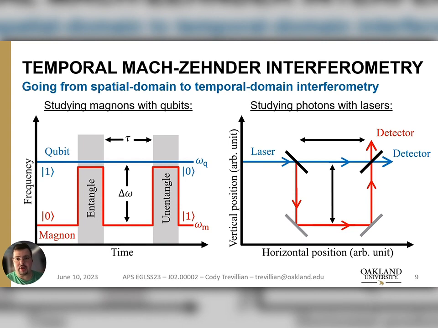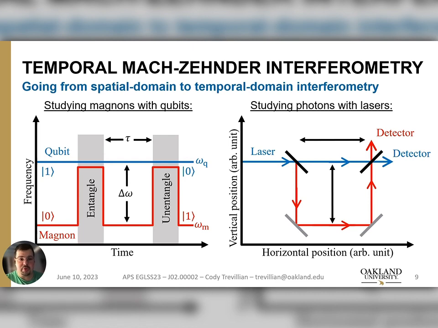However, in our temporal Mach-Zehnder interferometer, we're studying magnons with qubits. And so we have two modes that interact at certain points in time. And to do this, we can use short pulses of magnetic field. And so by shaping the pulses such that the frequency gap becomes small, we can controllably interact the two modes. Otherwise, the frequency gap would be large and the two modes would not interact and evolve freely. And so by adjusting the frequency gap and free evolution time, we can study the interference pattern that's generated.